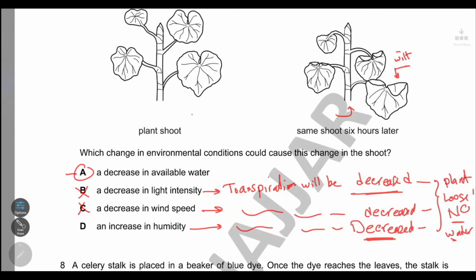When the water available decreases, the plant will wilt. And even if the transpiration rate is higher, the plant can compensate by taking in more water; if there is no water to take in, it will also wilt. So this is the most acceptable valid answer.